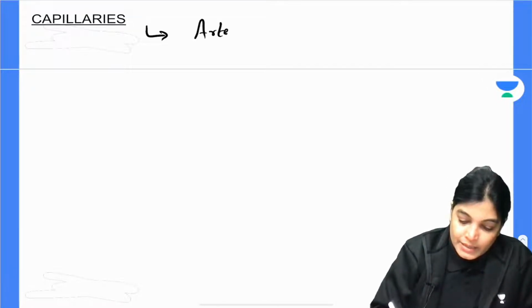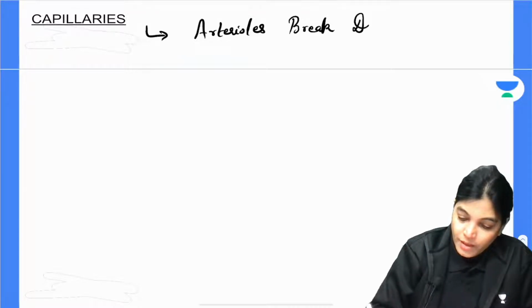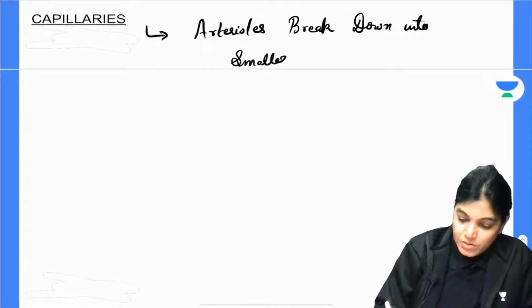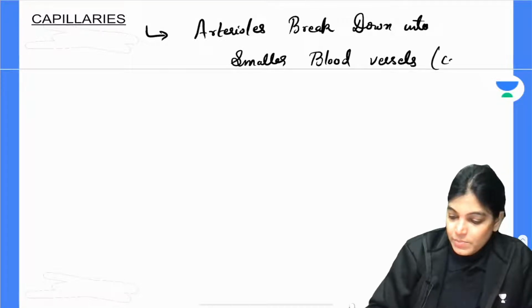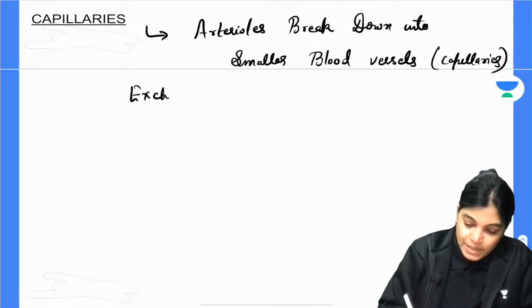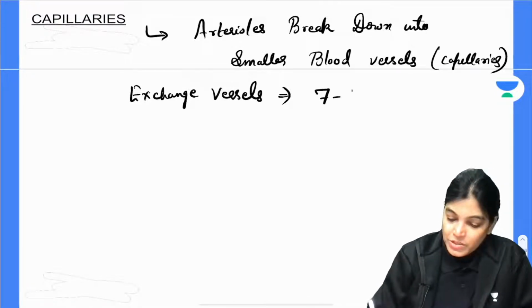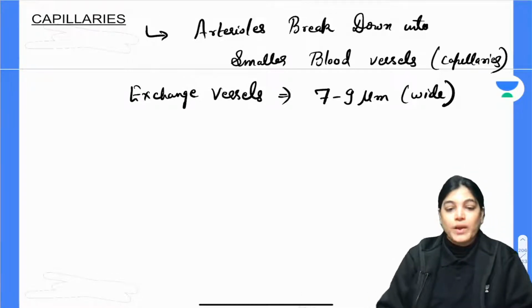So we know that arterioles will break down into smaller blood vessels, and this will be forming the capillaries. Got it? Okay, capillaries are called exchange vessels because through them the blood is exchanged between the arterioles and the venules, and the approximate dimension is 7 to 9 micrometer wide.